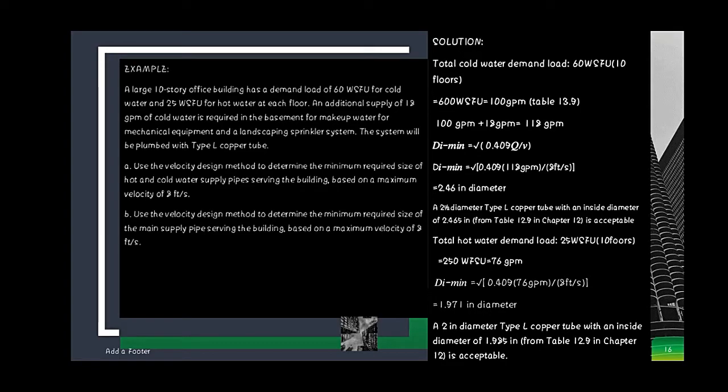Tapos, dito naman sa letter B, use the velocity design method to determine the minimum required size of the main supply pipe serving the building based on the maximum velocity of 8 feet per second.